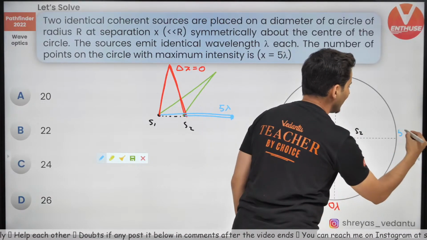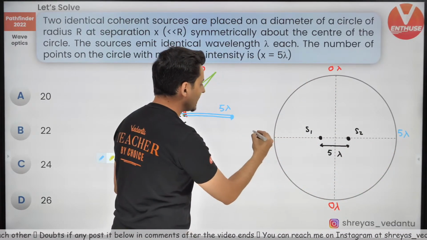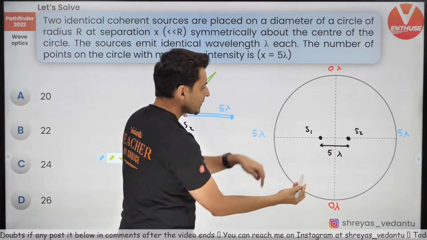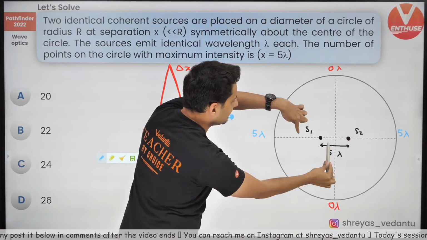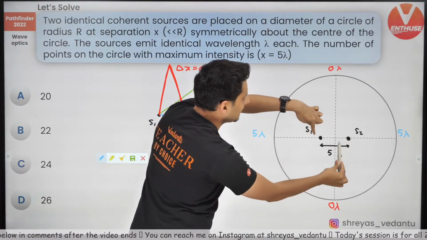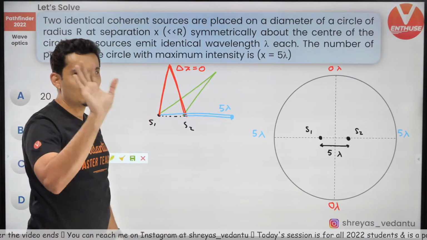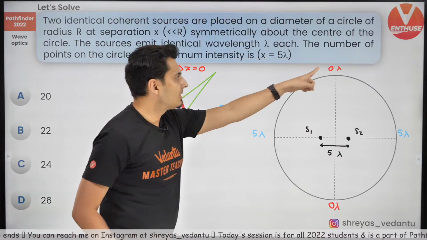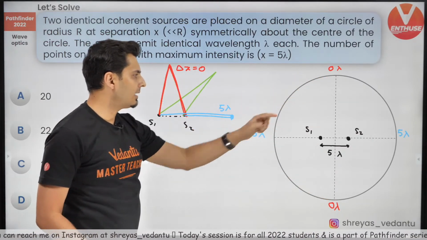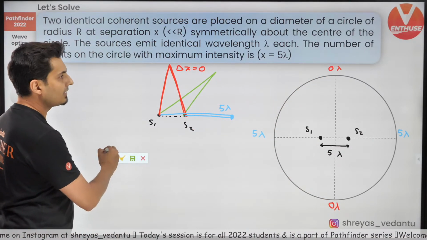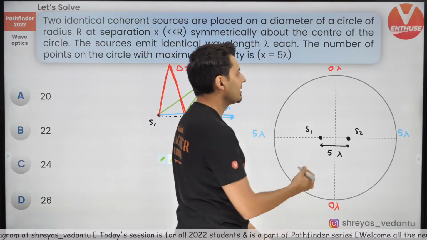So this is 5 lambda over here, and exactly over here will also be 5 lambda, because when this source and this source emit waves, the difference of the path will be 5 lambda. Perfecto. Now it's just about counting. Think, if there is 0 lambda here, 0 lambda here, 5 lambda here, 5 lambda here, just mark the other numbers. What will the other numbers be?